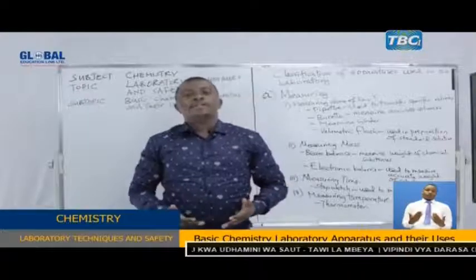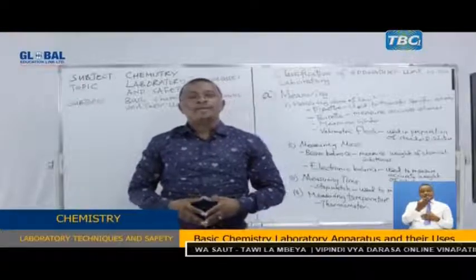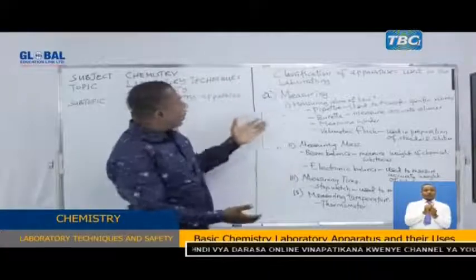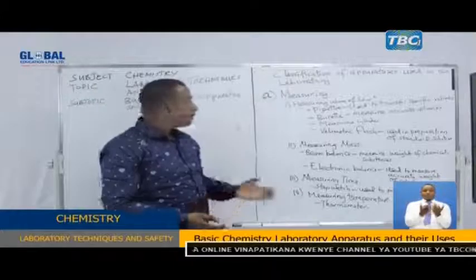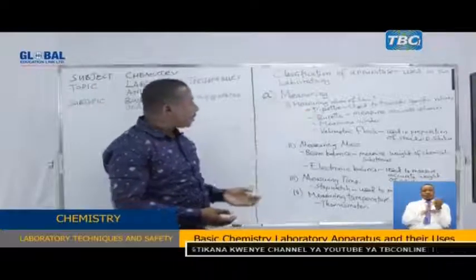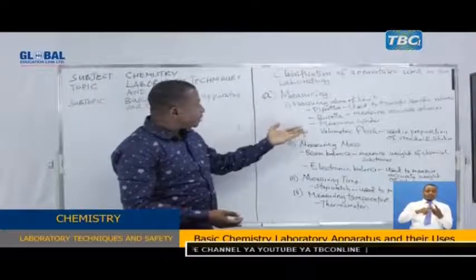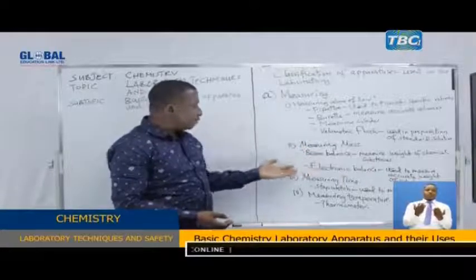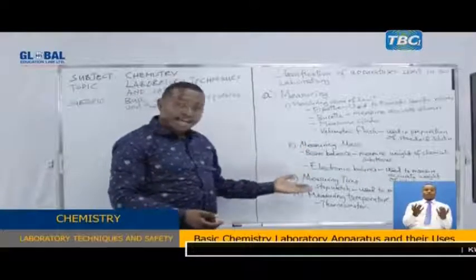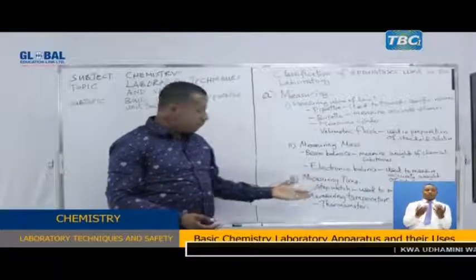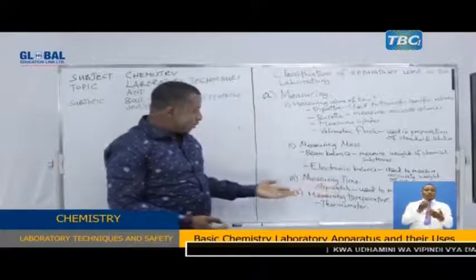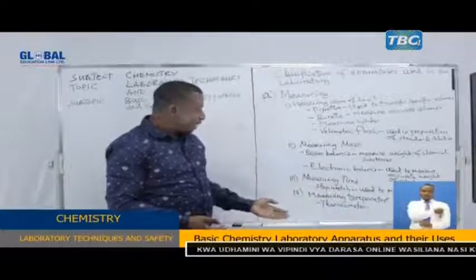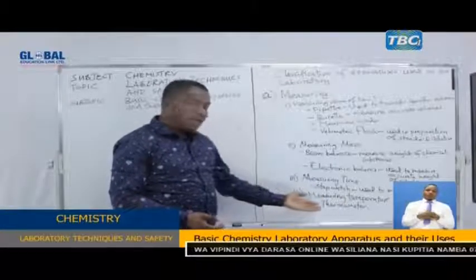Now let us see the other classification of apparatuses. This was about apparatuses for measuring. We have seen measuring volumes of liquids: pipette, burette, measuring cylinder, volumetric flask. We have seen for measuring mass: beam balance, electronic balance. Apparatus for measuring time: stopwatch. And we have seen apparatus for measuring temperature, which is known as a thermometer.